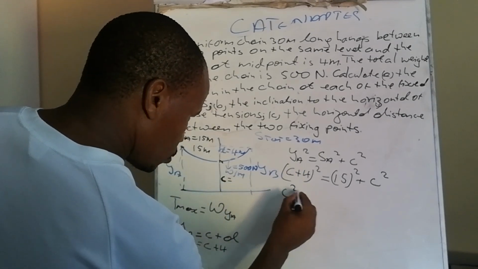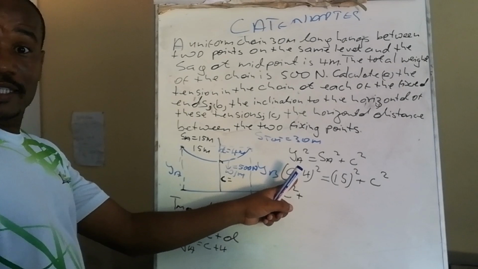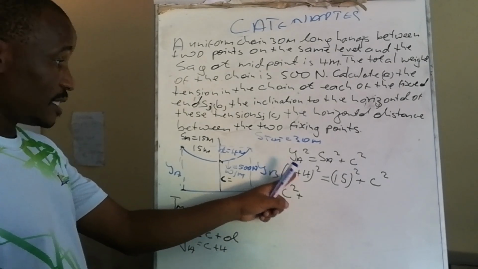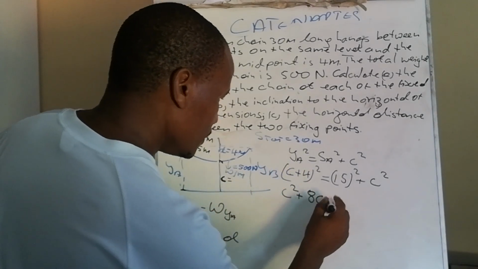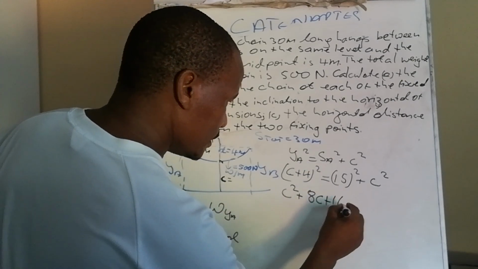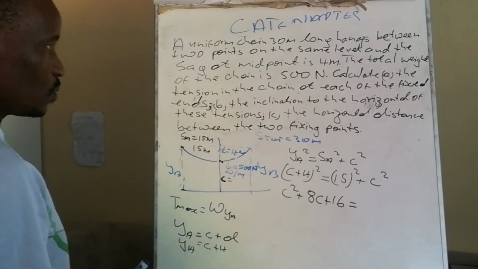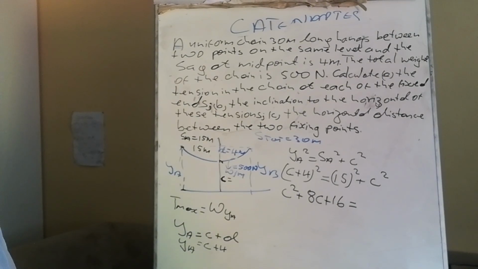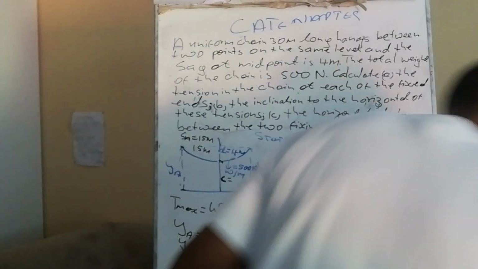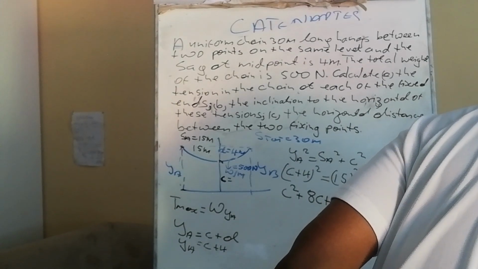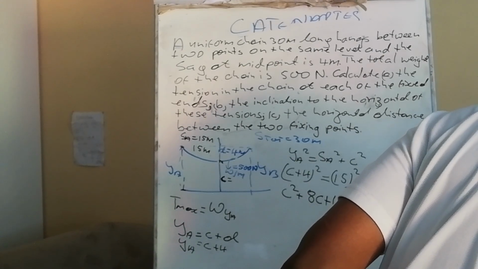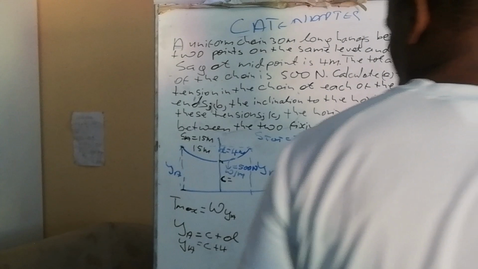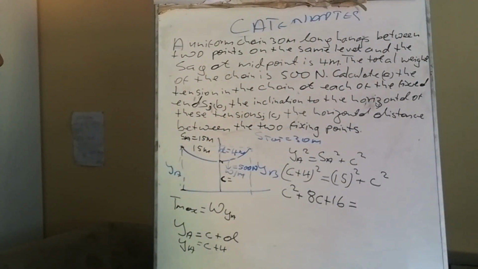It's C squared plus, guys, this is 8. You know your quadratic equations. C plus 4 times C plus 4 gives C squared plus 8C plus 16, and it's equals to 15 squared, which I think is 225. Guys, I can see we have made a mistake somewhere, but it's not a simple mistake.